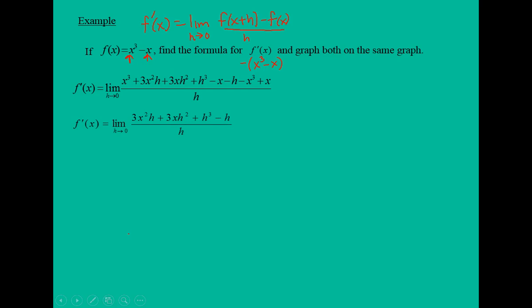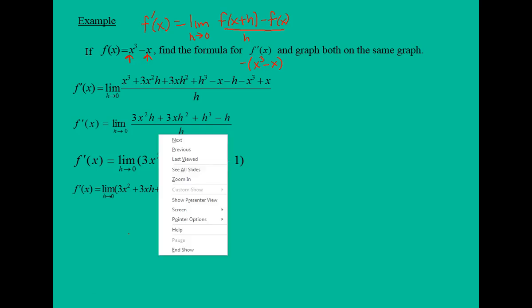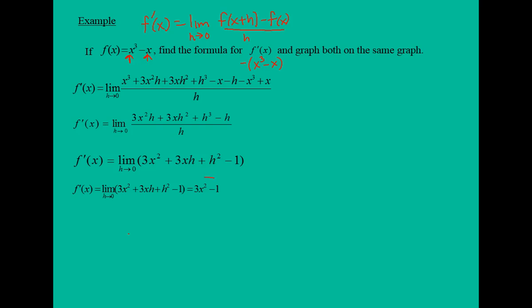We notice that some of the terms cancel, so we clean that up a little bit. Now if we try direct substitution here, each term in the numerator has an h, so we'd get 0 over 0, but we could factor out an h. And now we can use direct substitution. So we get our derivative as 3x squared minus 1. Here's our derivative, that is our f prime of x.